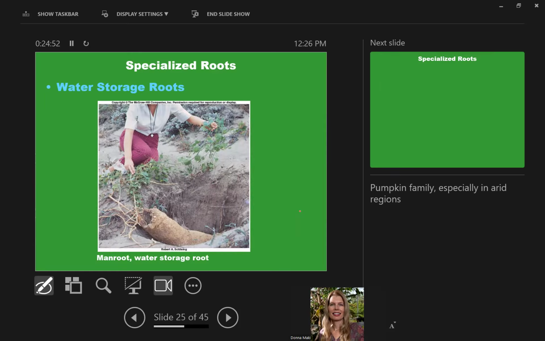Look at that, that's a manroot. Look at how huge that is. So its main function is water storage. You can see the soil is pretty sandy. So living in arid regions, they have to have a way to safely sock away some water. And if you do it underground, there's less risk of an animal coming along and trying to get at it.